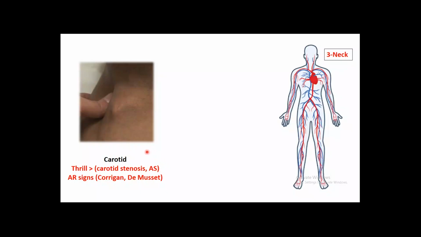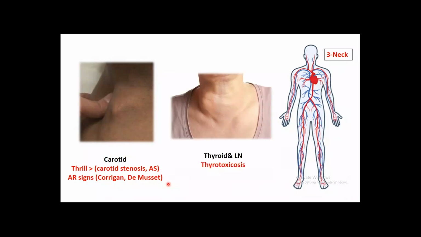We might also find a prominent or strong carotid pulsation that might be seen without even palpating the pulse. This is called Corrigan sign, which is seen in patients who have severe aortic regurgitation. Another sign of severe aortic regurgitation is De Musset sign, which is nodding of the head with each heart pulsation, due to the high volume output caused by severe aortic regurgitation. The last thing is commenting on any thyroid swelling or lymph node.